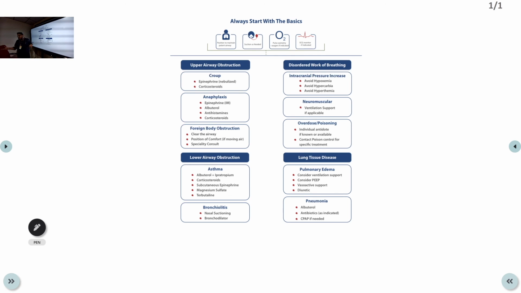Bronchiolitis, just bronchodilators is the only thing that is going to help. And for disordered work of breathing, you have to treat the cause of the disordered work of breathing. Pulmonary edema, you need to give positive pressure ventilation and diuretics. And pneumonia, you need to treat with IV antibiotics. So that is in a nutshell regarding your respiratory disorders.